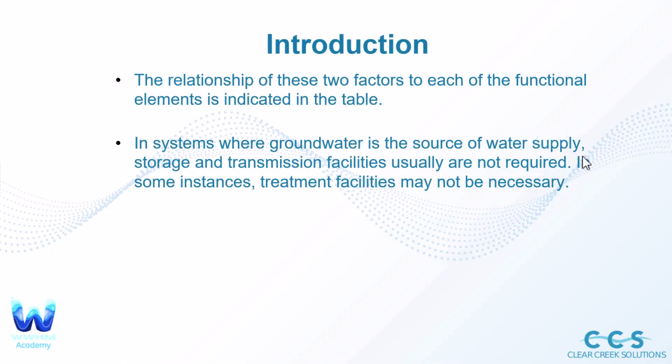The relationship of these two factors to each of the functional elements is indicated in a table that I'm going to show here later. In systems where groundwater is the source of water supply, storage and transmission facilities usually are not required. In some instances, treatment facilities may not be necessary.